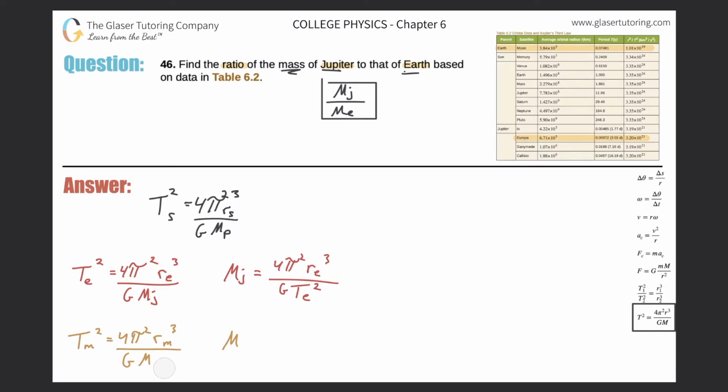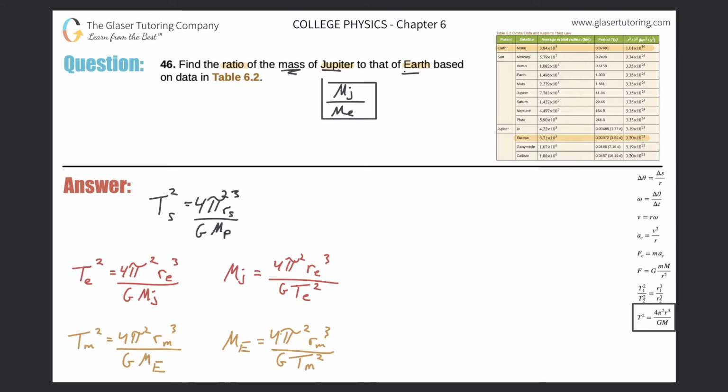Let me put E here as capital E so we don't confuse that with Europa. All right, so the mass here of the Earth will be equal to 4 pi squared times the radius between the Earth and the Moon cubed, all divided by the gravitational constant multiplied by the period of the Moon squared. Okay, so now here we have two formulas.